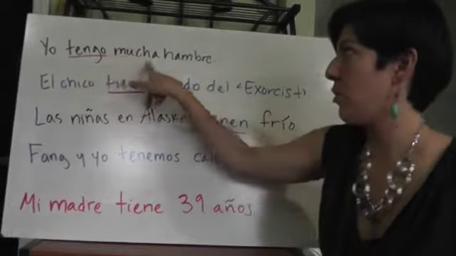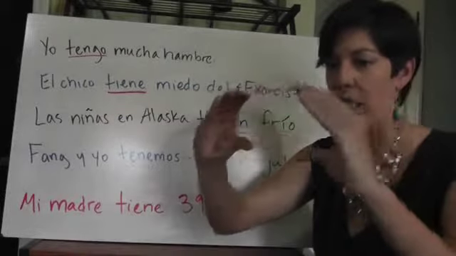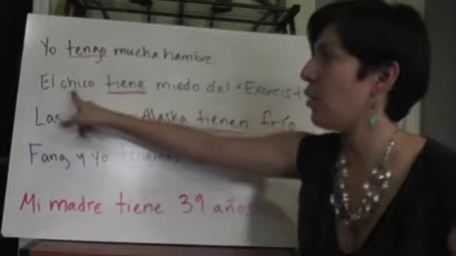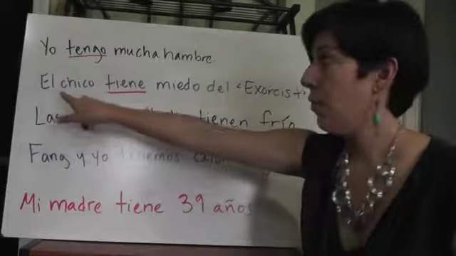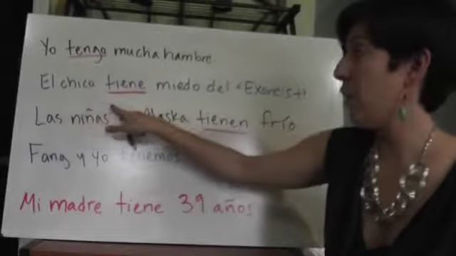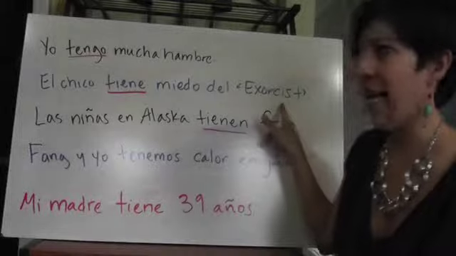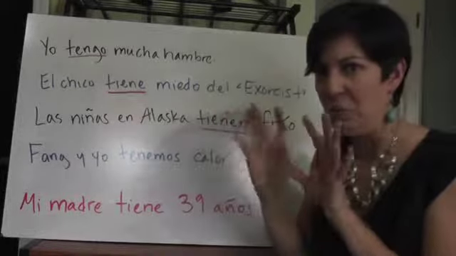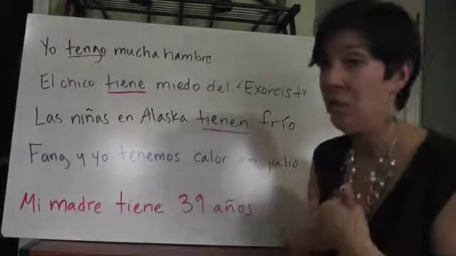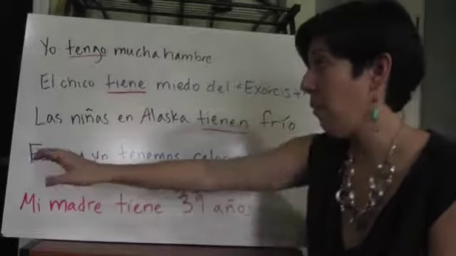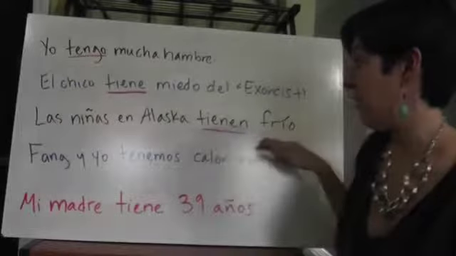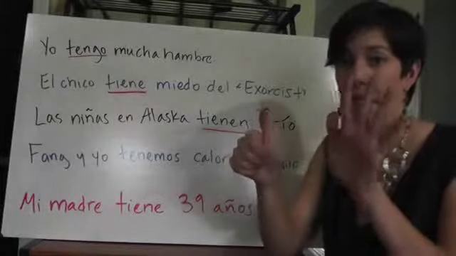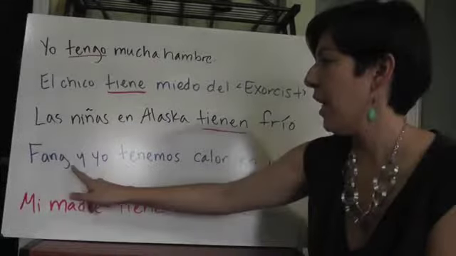And then, yo tengo mucha hambre, right? Yo goes to box 1, so yo tengo mucha hambre. Quiero una hamburguesa grandísima, así de Red Robin. Que rico. And then el chico goes to box 3, right? Because it would be él. So el chico tiene miedo de Exorcist. Exorcist is that super scary old movie where the girl's possessed. Ooh, que miedo, no me gusta. Yo tengo miedo. Worse than el chico, probably. Las niñas in Alaska tienen frío. Las niñas would be ellas, so that tells us to conjugate to box 6. Tienen frío.